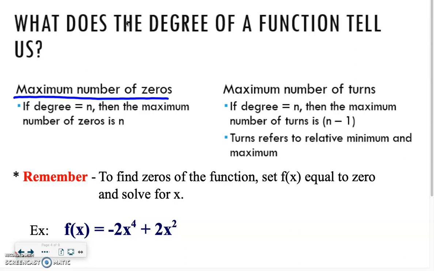Same story with the cubics, or if you have something degree 7 or something like that. That doesn't automatically mean that you're going to have 7 zeros if the degree is 7, but that's the maximum. That's the max number of zeros. It's going to be equal to your degree.